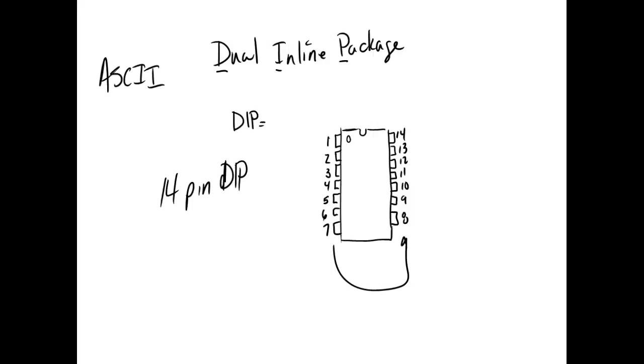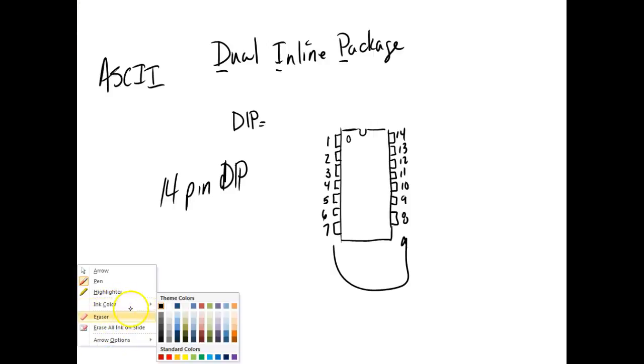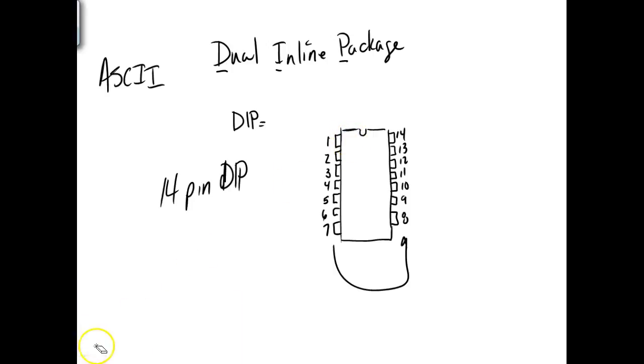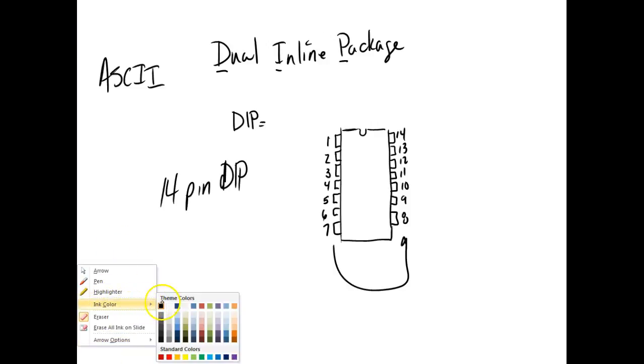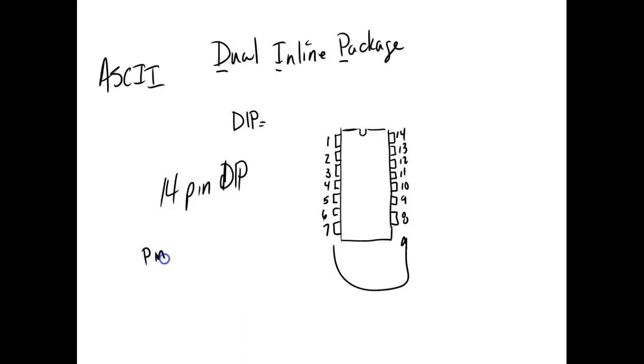Then they realized they could get more pins coming out all 4 sides, so they started going to squares. Then we have what we call the pin out. So the pin out shows us what's assigned to each pin number.